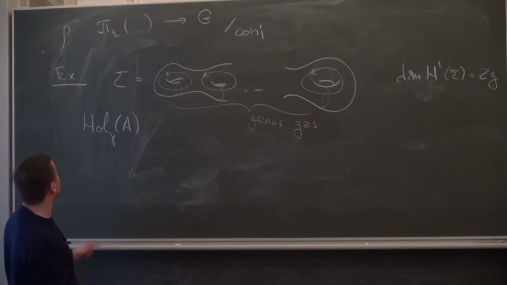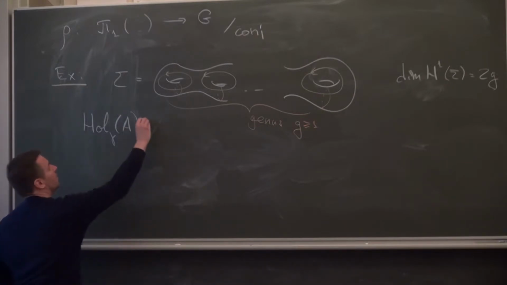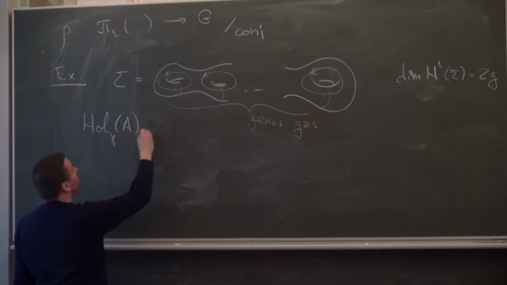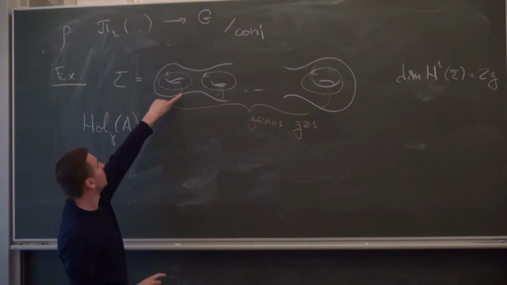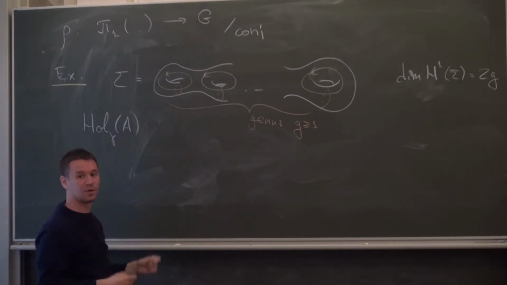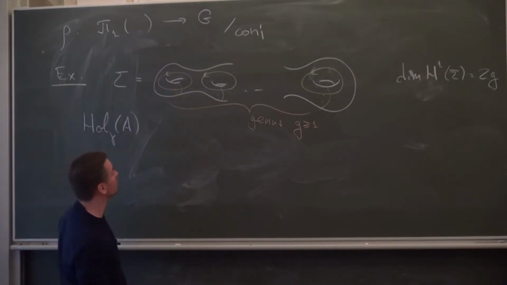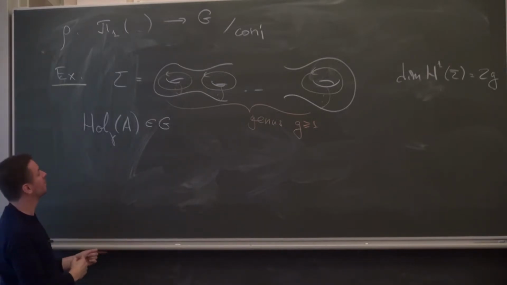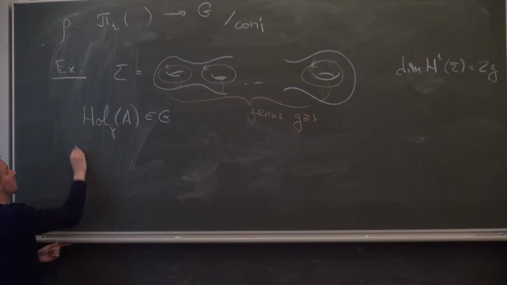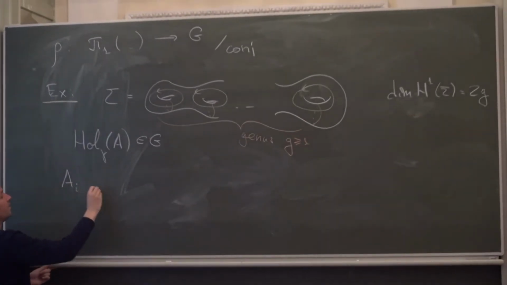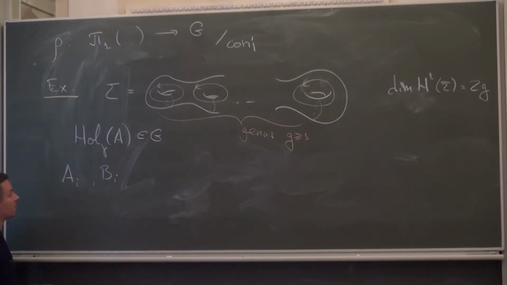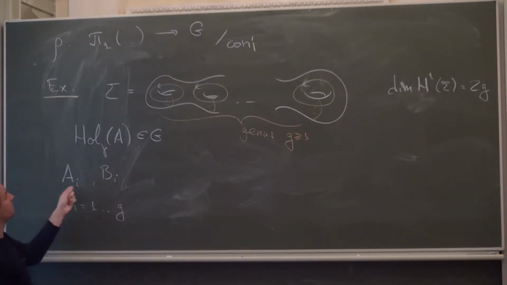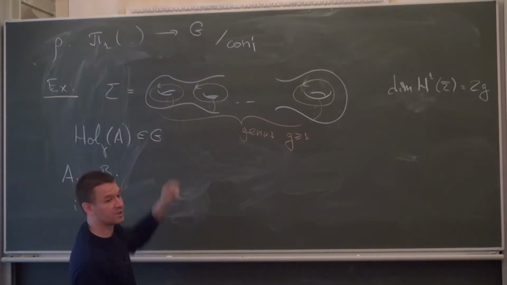Well, we know that each of these holonomies is basically an element in G. By definition, this holonomy is the integral of the one-form A around this one-cycle. The one-form is a perfect object to be integrated over a one-cycle, and that gives you an element in G as a result of this path-ordered integration. So you have a bunch of such holonomies. I'll call them A_i and B_i, where i runs from 1 up to g, for the corresponding G-valued elements which represent these holonomies.